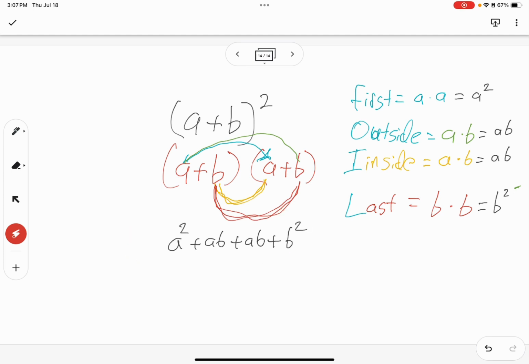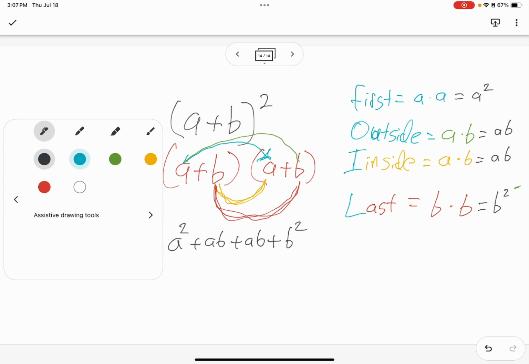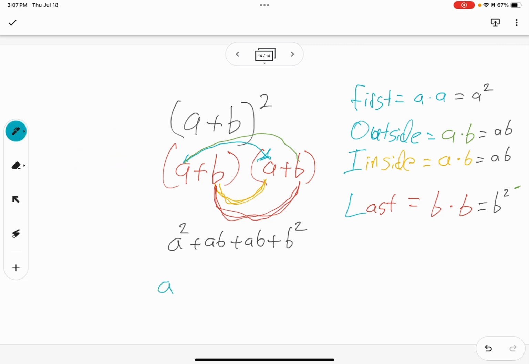Let's look at it. Here we've got A squared. Is there any other term that has an A squared in it? Nope. So I'm going to write down A squared. Now, are there any other terms that have AB as the variable? Well, let's look. AB is here. AB, yep, this one, these two. And what about this? Nope, no AB there.